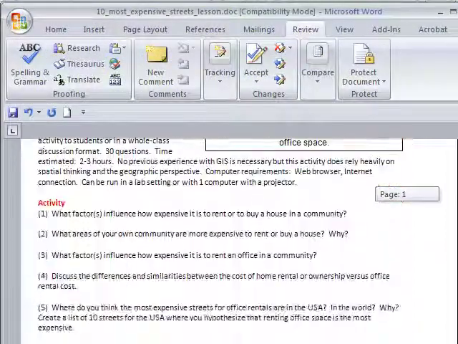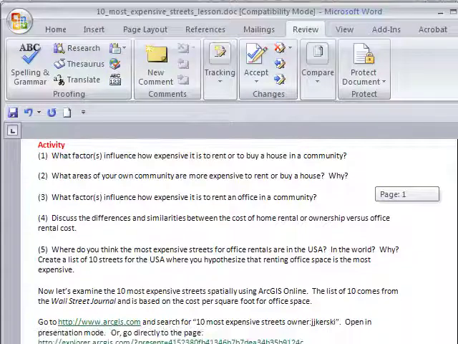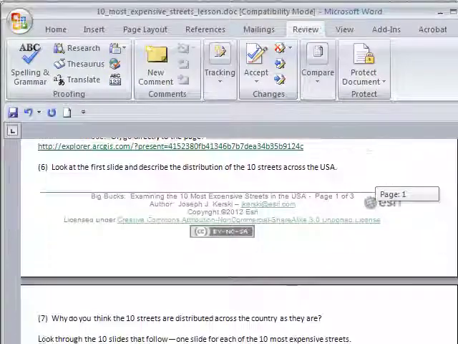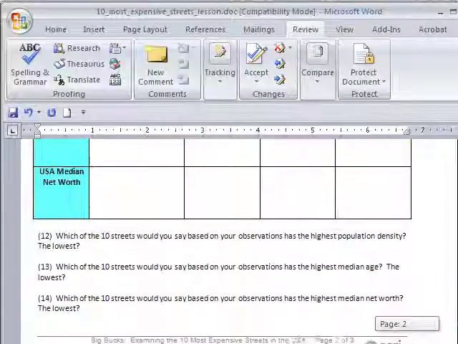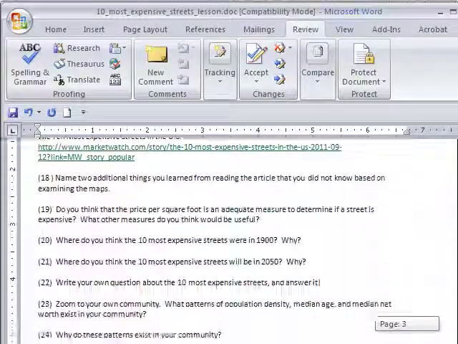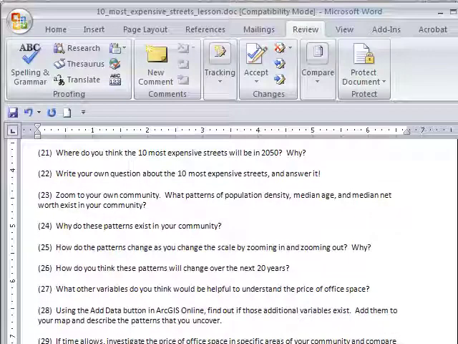The lesson is only 3 pages long, and as I mentioned, you can go through all of these questions or select just some of them to use in your class. Alright, let's get started.